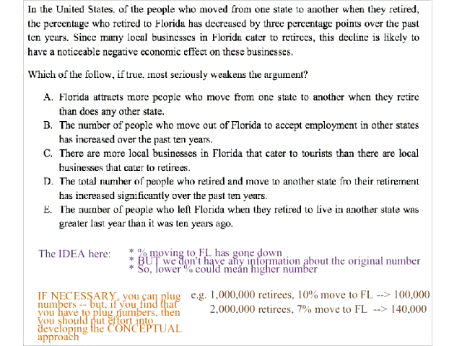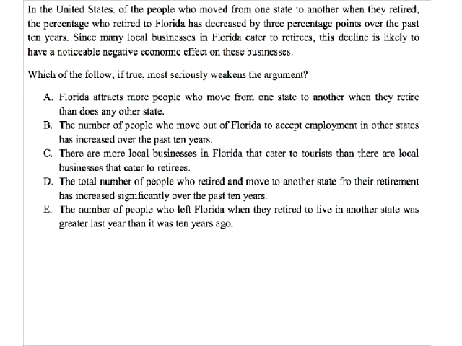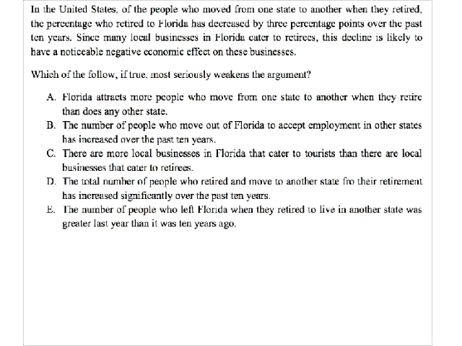Answer C is irrelevant because it doesn't have anything to do with the argument. The argument is just about businesses that cater to retirees. So the argument is concerned only with the cash flow and profits of businesses dealing with retirees. Therefore, comparisons to other kinds of businesses are irrelevant.